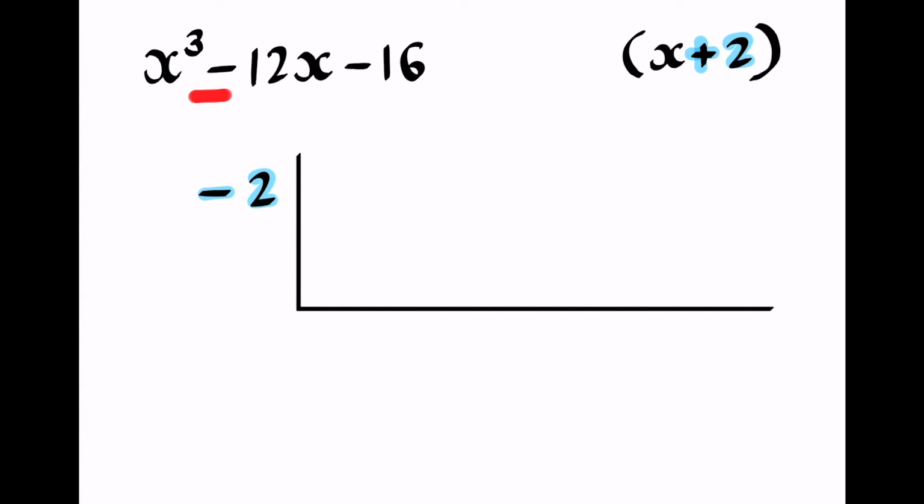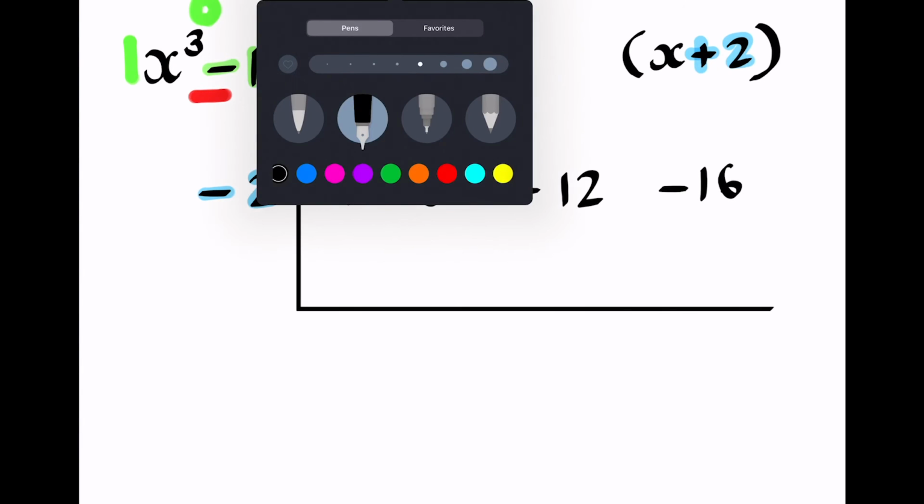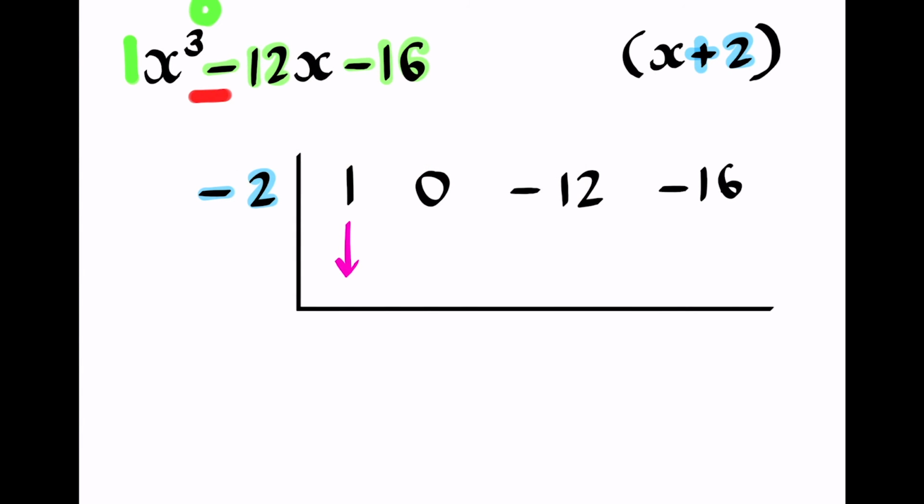So now I'm going to take the rest of my coefficients. I have a 1, then I have a 0, then I have a minus 12, and my constant is negative 16. So I'm going to write them out as 1, then a 0, a minus 12, and a minus 16. So I start by carrying down my 1, and I'm going to take that 1 and multiply it with a negative 2, and I'm going to get negative 2. Now I'm going to add them, 0 plus minus 2, which is negative 2.